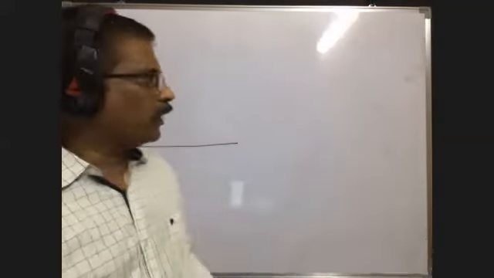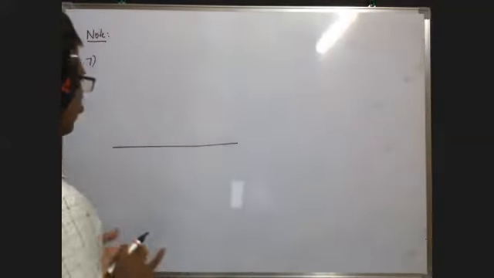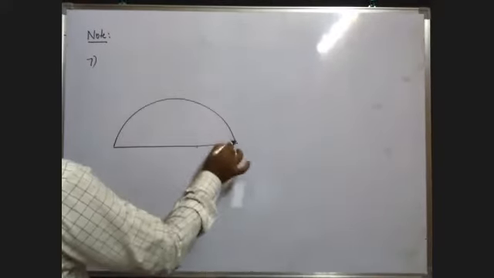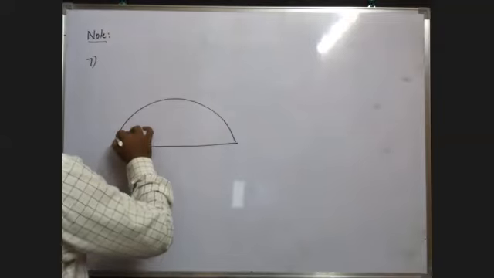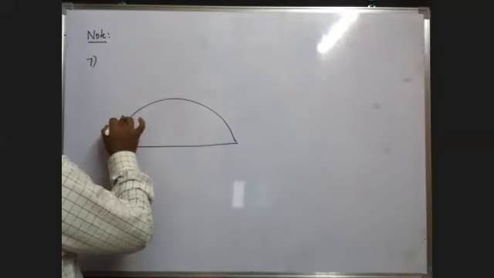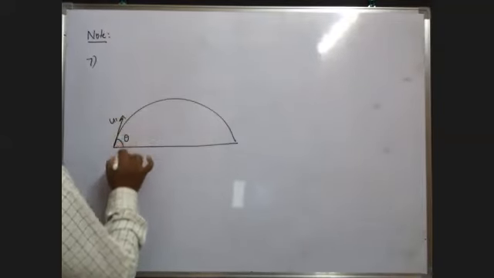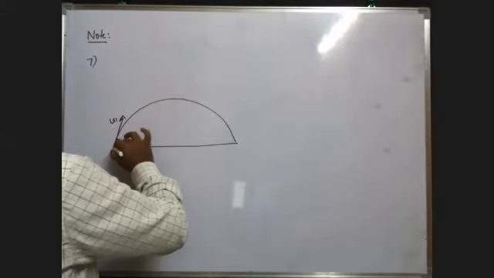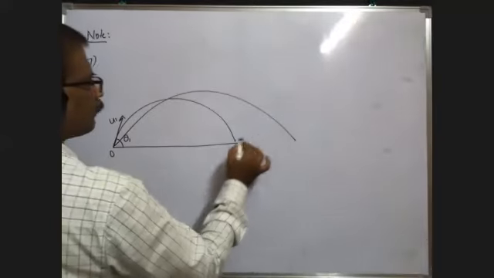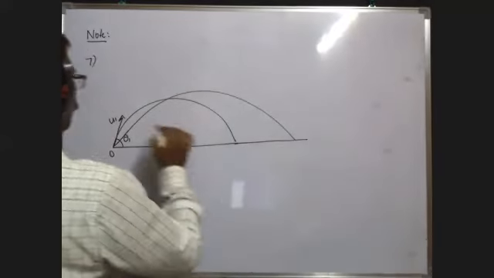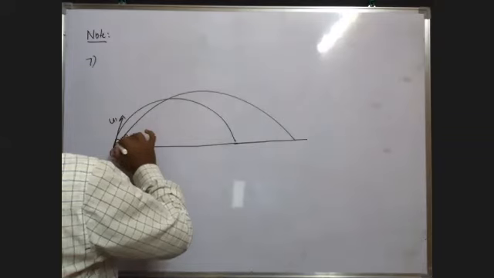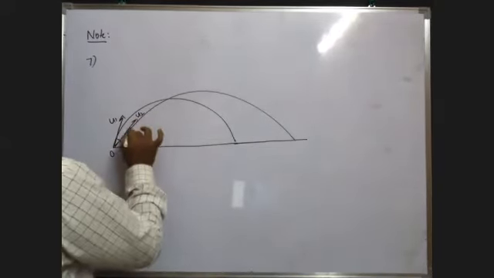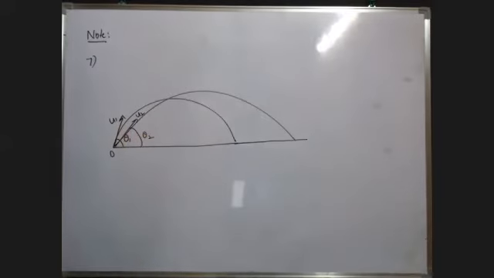So we have to project two oblique projectiles. It is one oblique projectile projected with a certain velocity u1, angle of projection theta 1. Another oblique projectile is projected from the same point and travels like this. It is thrown with a velocity u2, angle of projection theta 2, like this.